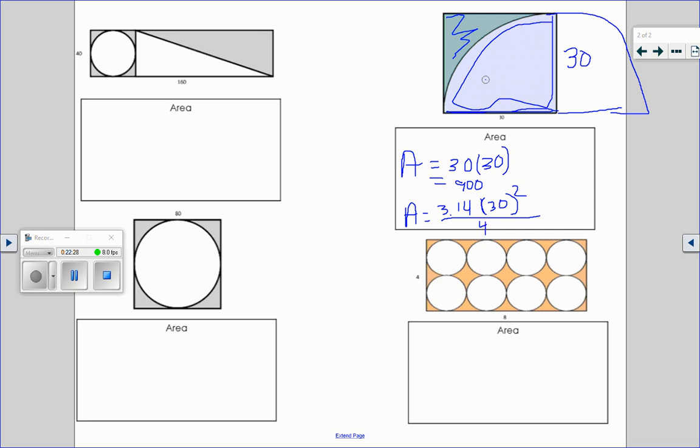So in Desmos, you could plug in 3.14 times, in parentheses, 30 squared, and then all of that should be divided by 4. So enter, and then take your answer, divide it by 4, and you should have gotten 706.5. And then now you could take this fourth away from the entire square that was originally there, and then you'll get your final answer.